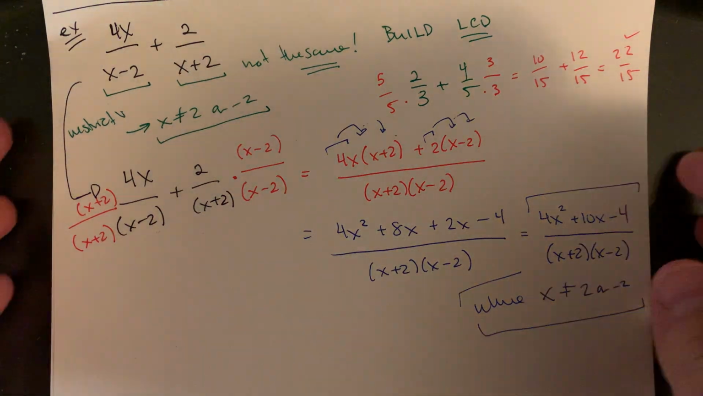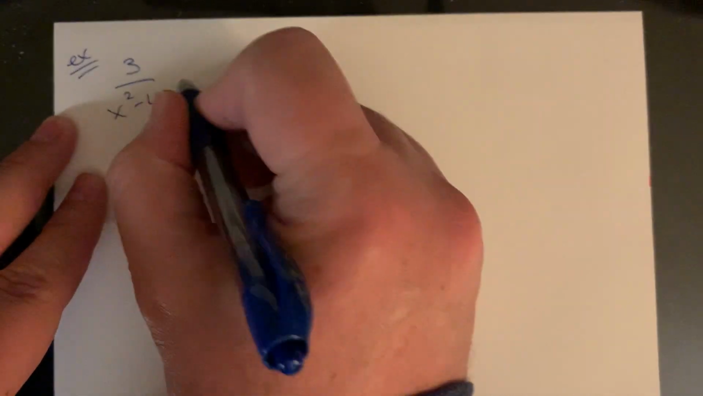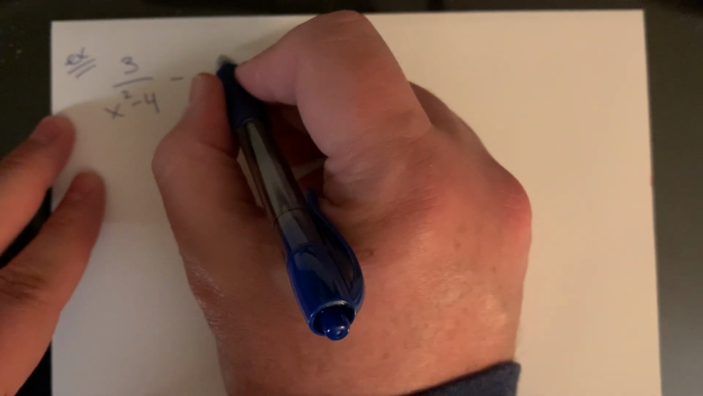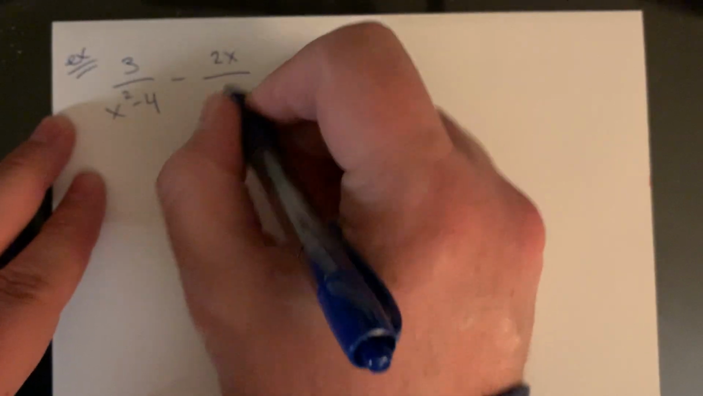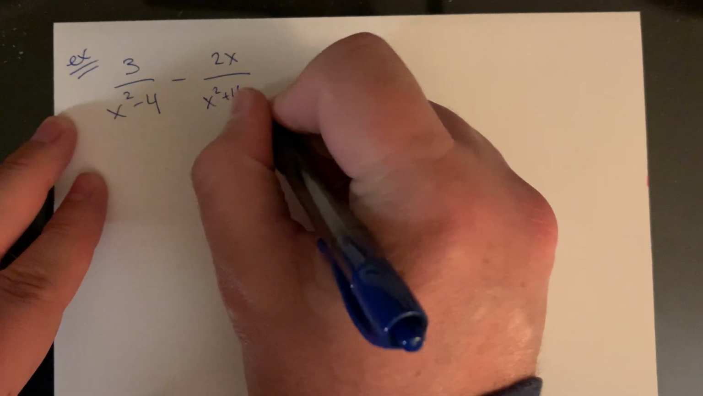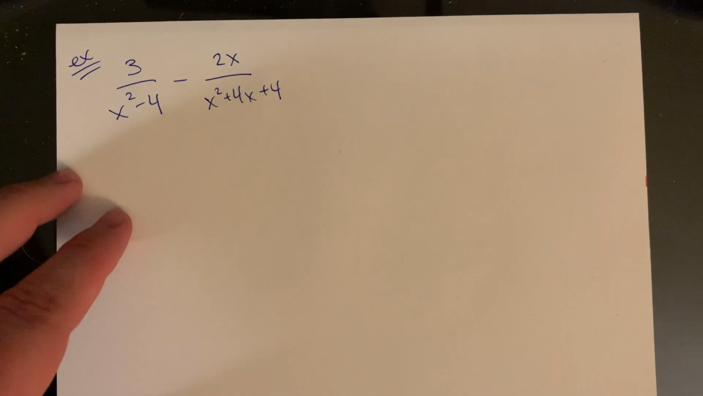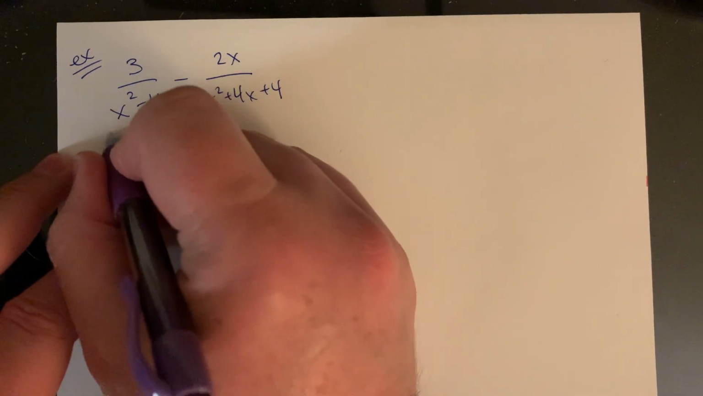Let's do one last example. Let's do a subtraction one, I guess, right? We didn't technically do a subtraction. We'll do everything in the kitchen sink. So let's do 3 over x squared minus 4 minus 2x over x squared plus 4x plus 4. So a couple things. Restrictions.